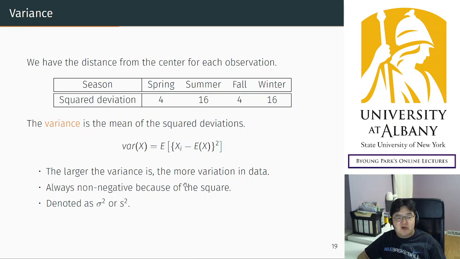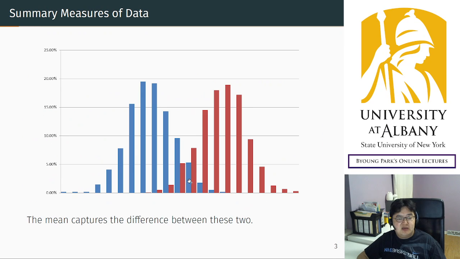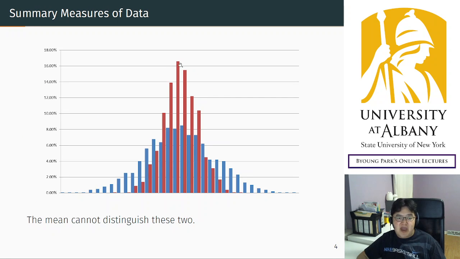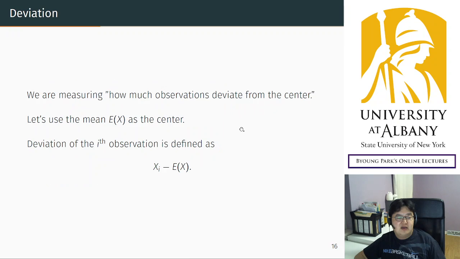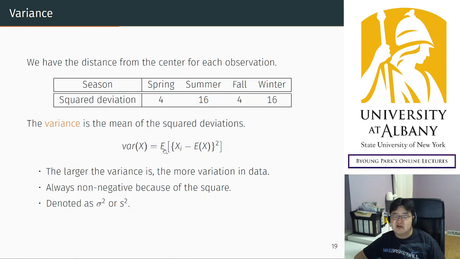So remember, think about this. The red histogram is more concentrated. That means the distance from the center is on average smaller than the blue. The blue is more spread out, so the average distance from the center is greater for the blue. So exactly the difference is captured by the variance, and it is always non-negative.